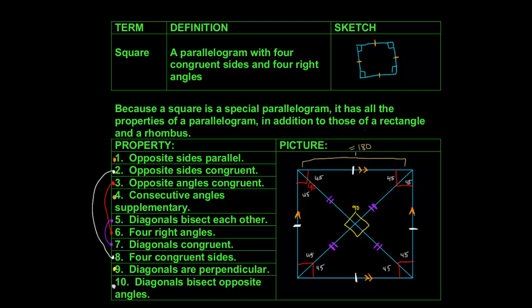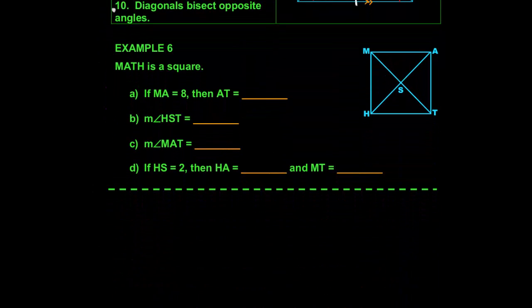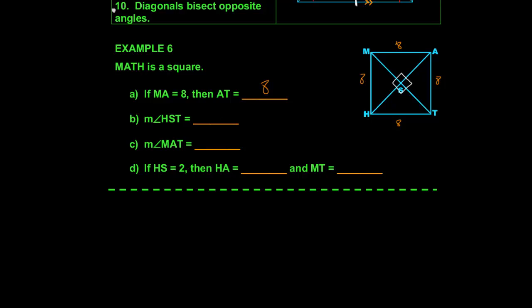So let's take that and look through a couple of examples real quickly. MATH is a square. Alright, if MA is 8, then AT, everything's 8. MA is 8, AT is also 8. Find the measure of angle HST. Well, if we come over here and draw our diamond in the middle, we know that is 90 degrees. MAT, we also know that these are all 90s. So MAT is 90 degrees.